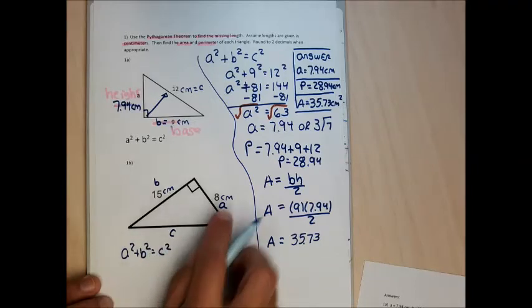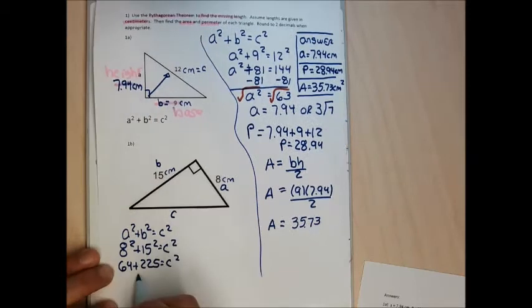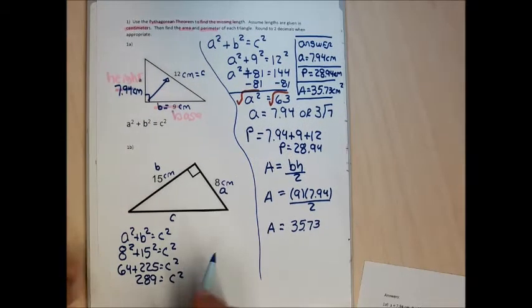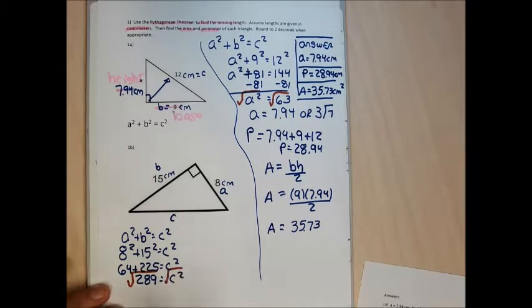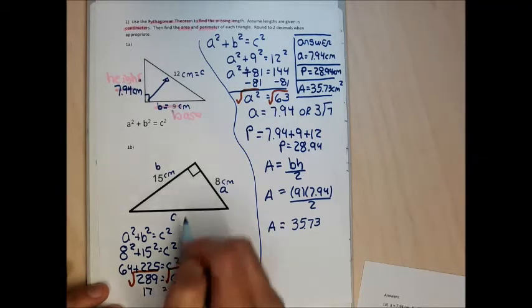So I'm going to say 8 squared, which is my A squared, plus B squared, which is my 15 squared, equals C squared. This is going to be 64 plus 225 equals C squared. This gives me 289 equals C squared, without using my calculator, just because I could do that in my head. And then I can square root both sides. On the right hand side, when I square root C squared, I get C. On the left hand side, the square root of 289 is 17.